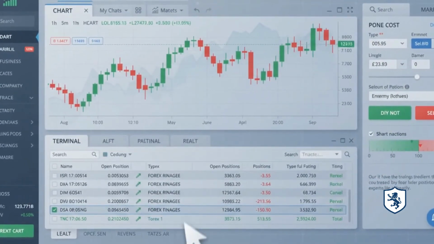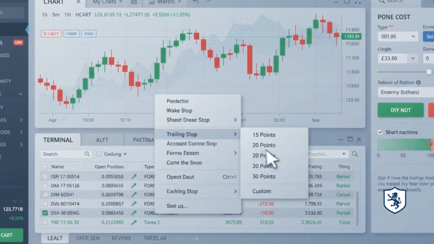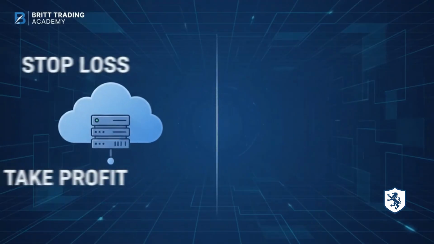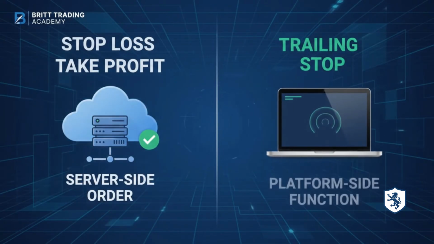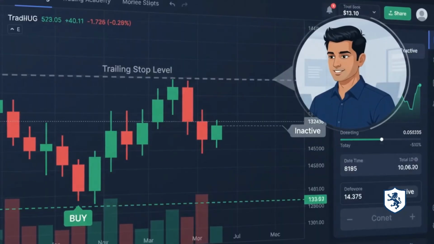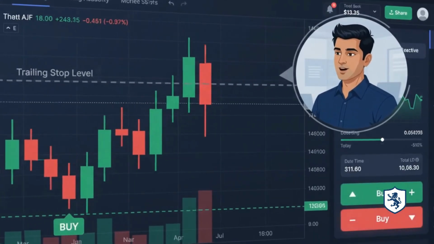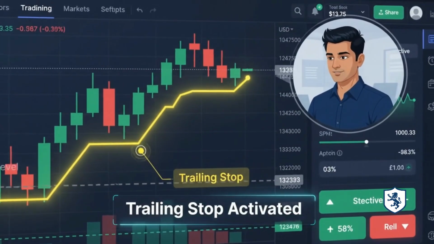Trailing stops are executed on the platform directly from the chart or terminal window. Unlike stop loss and take profit, the trailing stop operates directly from the trading platform. A trailing stop is activated only when the profit of the position reaches or exceeds the trailing stop level.